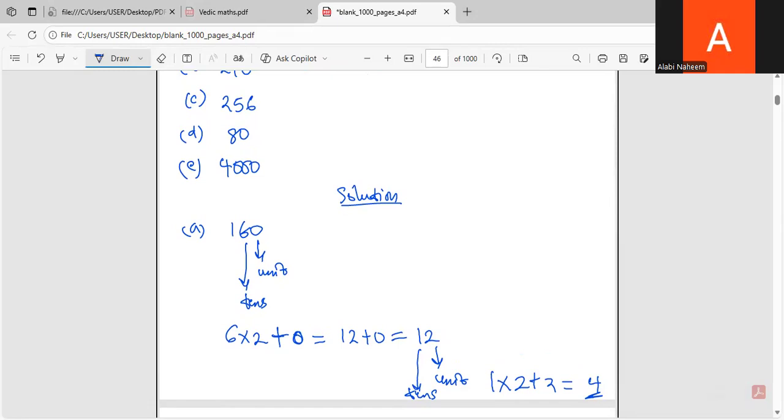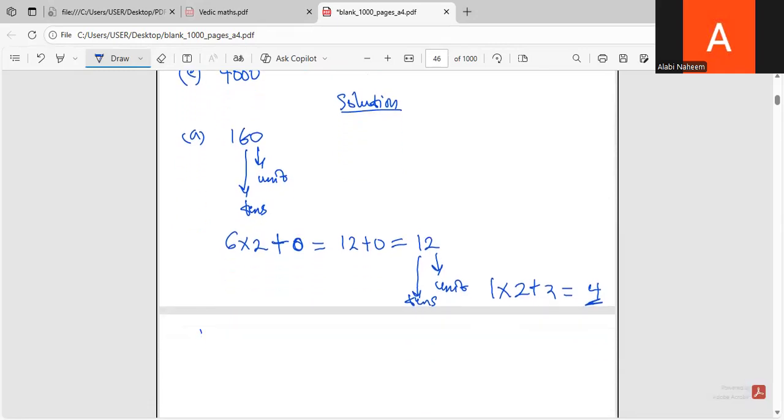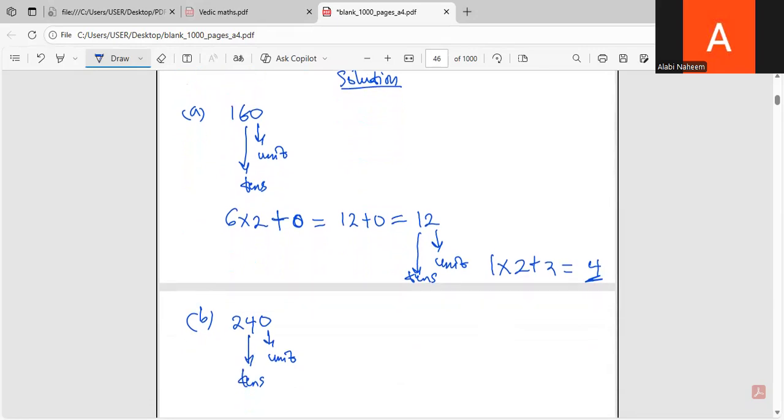Next number is 240. Is it divisible by 4 or not? Let's see. This is the unit digit, the rightmost digit. The one after it is the tens digit. So let's double the tens digit according to the rule. 4 times 2, add it to the unit digit, plus 0. 4 times 2 is 8. 8 plus 0 is 8. Also, 8 is divisible by 4. So we can conclude that 240 is divisible by 4.